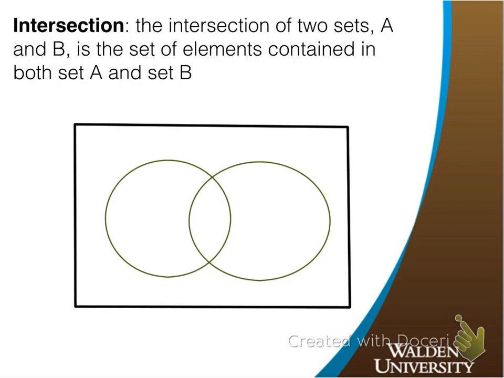Intersection. The intersection of two sets, A and B, is the set of elements contained in both set A and set B. A lot of times I just think of the word and. So if this was A and this was B, back to our example where A was country singers and B was pop singers, there exists this genre of people that are country and pop. For example, Taylor Swift would fall in there. The background would still be the set of all singers, and the intersection here is the ones that are contained in both.